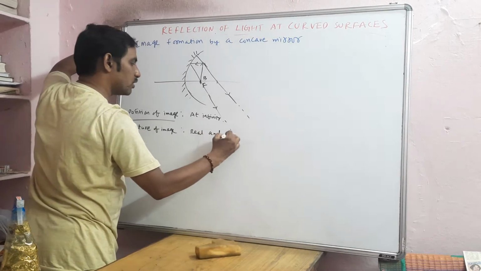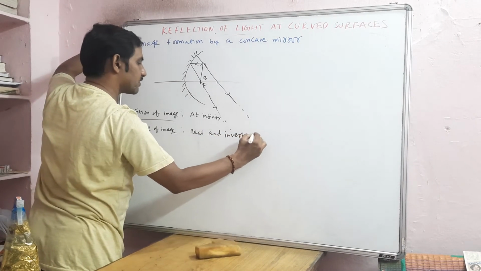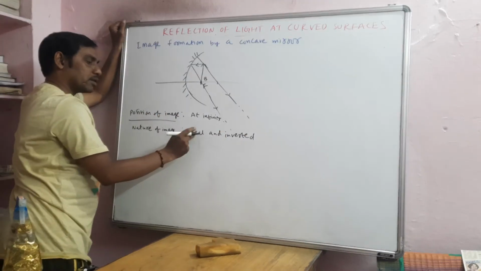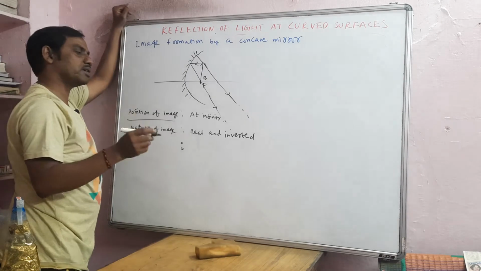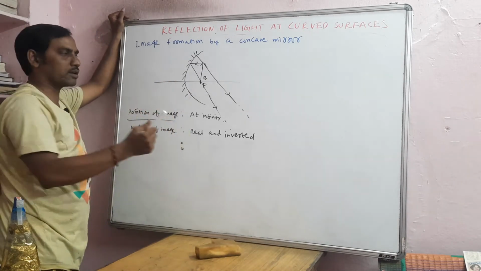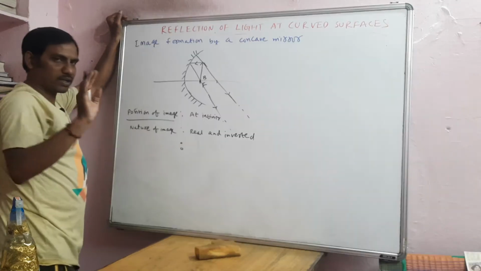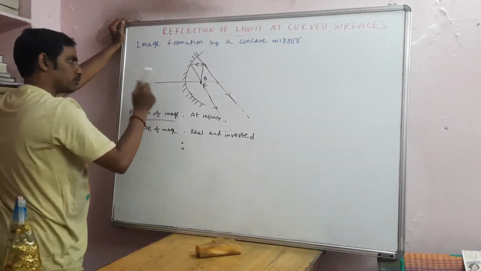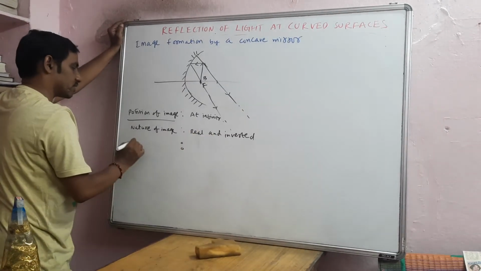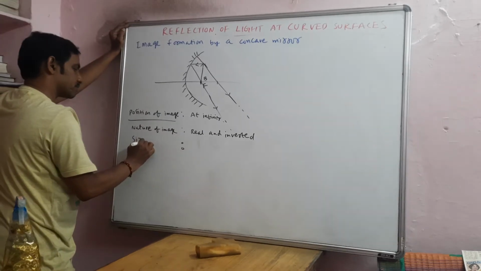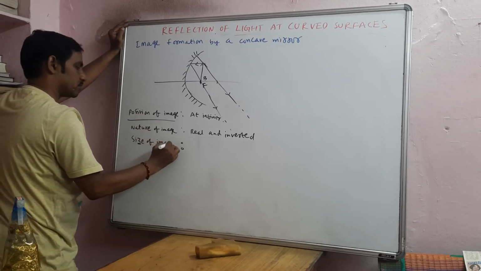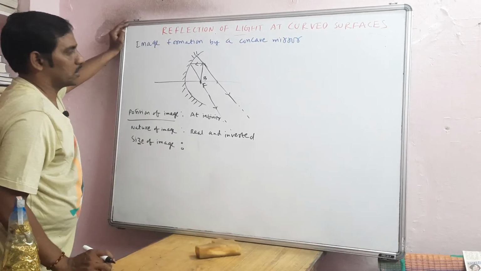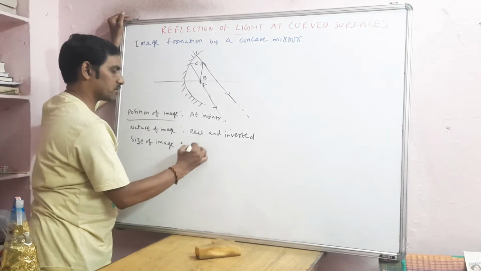Whenever you are using only one mirror or one lens, real means compulsorily inverted. A real image will be erect only when you use more than one optical device, like two mirrors, or one lens and one mirror. So whenever you are using only one, real will always be inverted. Now the size of the image will generally be magnified, enlarged only.